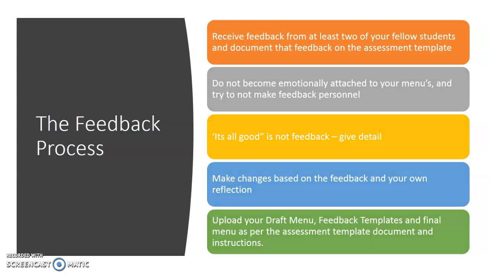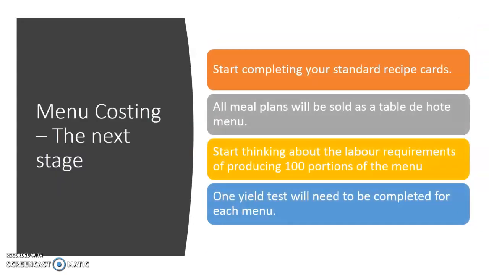That's the feedback process. So next, I'm just going to have a little look at the next stage of what we're going to do. And if you've got the time and you've got yourself ahead, that's great. We're going to need to start completing your standard recipe cards for the meals, just like you've done in Plan and Cost Basic Menus in Superior. All these meal plans are going to be sold as a table d'hôte menu, so we don't need to get a selling price for the individual meals. We're going to work it out as the entire meal plan, as a 3-course meal.